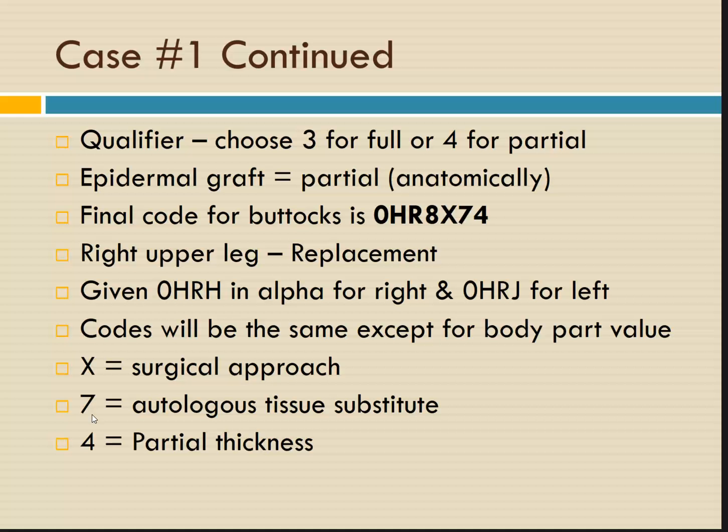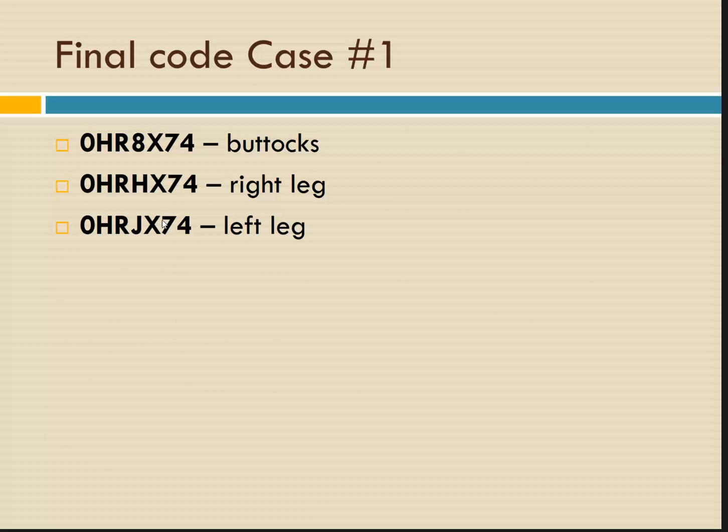And then, so that's surgical approach. Auto means self, and again, it's partial because it's epidermis. And we end up with 3 codes, one for the buttock, because anatomically is considered one organ or one body part, or body area, and then right leg and left leg. So you have 0HR8X74, 0HRHX74, 0HRJX74. So all the codes are very similar. The only difference is the body part value.